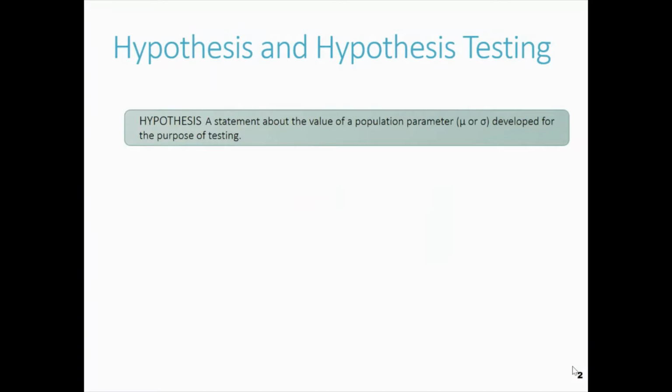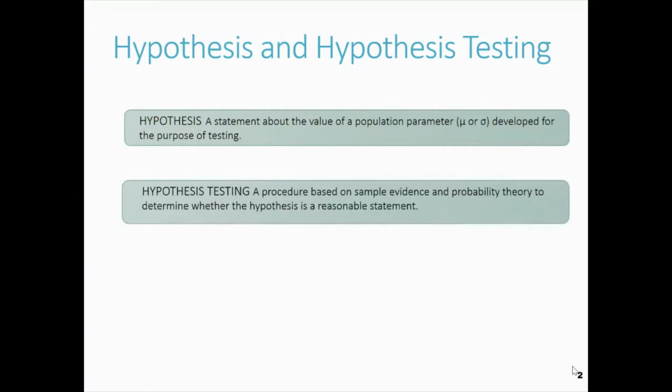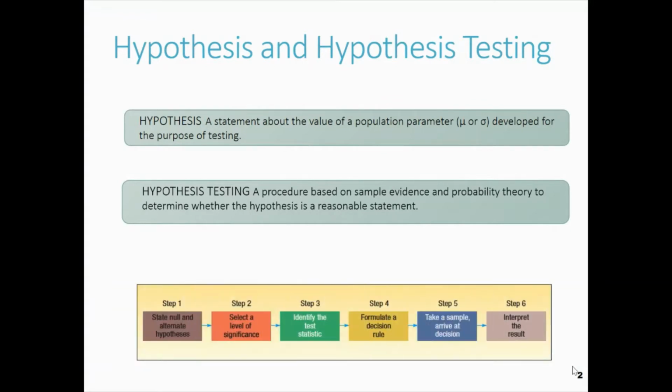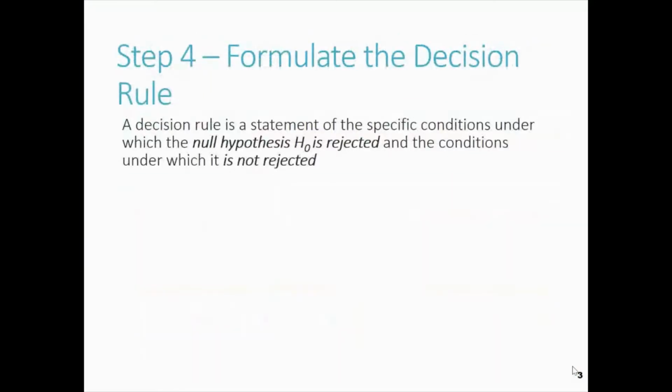Before we continue, let's remind ourselves what a hypothesis is. A hypothesis is a statement about the value of a population parameter like mu, which is a population mean, or sigma, which is a population standard deviation, that has been developed for the purpose of testing. Hypothesis testing is a procedure based on sample evidence and probability theory to determine whether the hypothesis is a reasonable statement or not. This particular step for this video is step 4, where we formulate a decision rule.